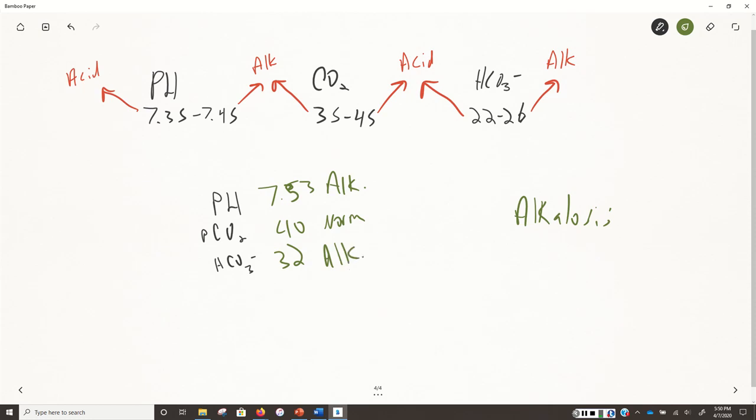So what does that tell us? The PCO2 is normal, the bicarb is alkaline. Alkaline matches with pH. So this person has metabolic alkalosis. And the PCO2 saying normal tells us that there is no compensation yet. Metabolic alkalosis. What kind of things can cause that? Something like prolonged vomiting.